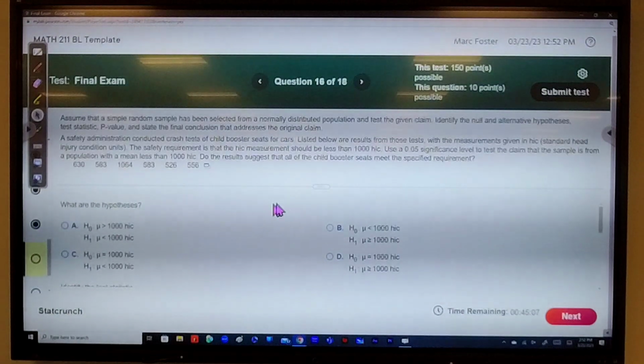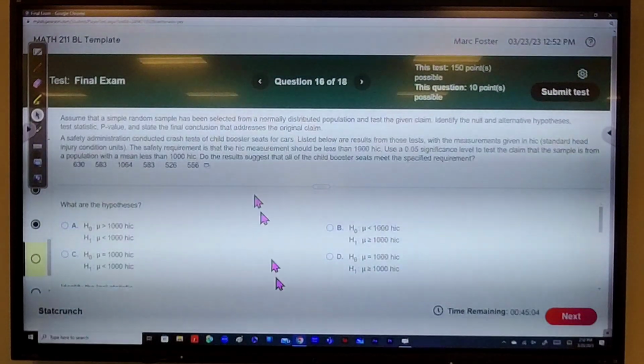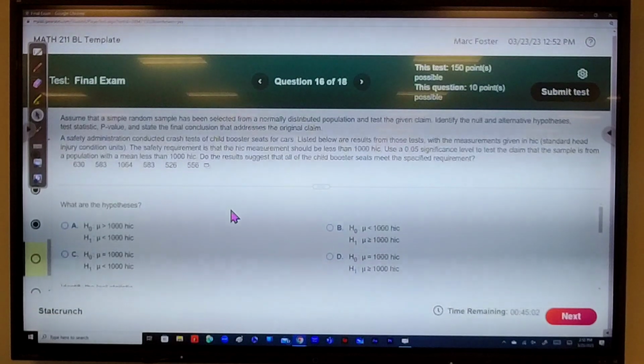Child booster seats with the head injury condition unit number.